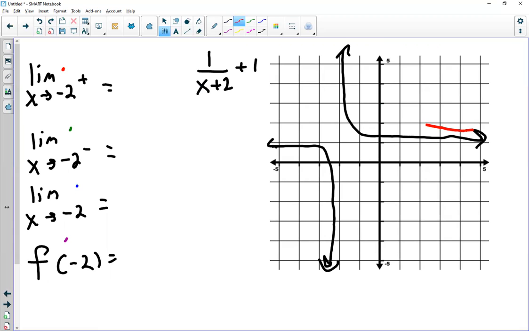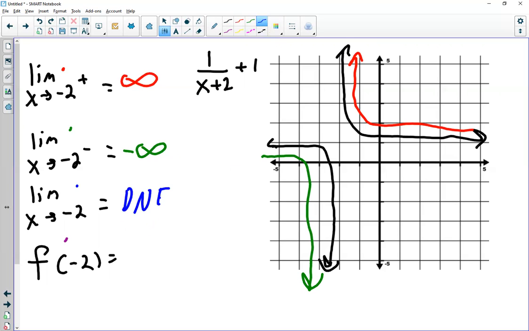From positive infinity, as I trace my line, I go up to positive infinity. And then, oh, that one's negative. As I trace this line, I'm going down and down and down. So it's gonna be negative for me. And then they don't match. Because they don't match, no limit, they don't exist. And in here, this is undefined.